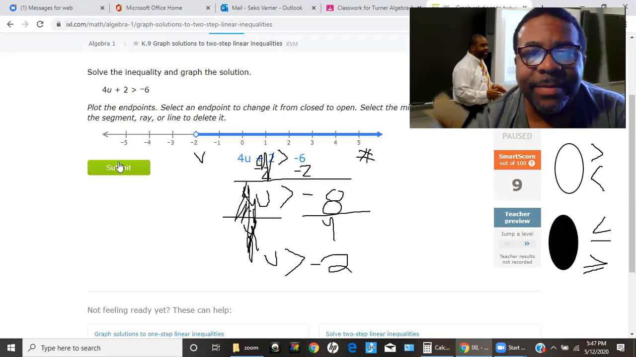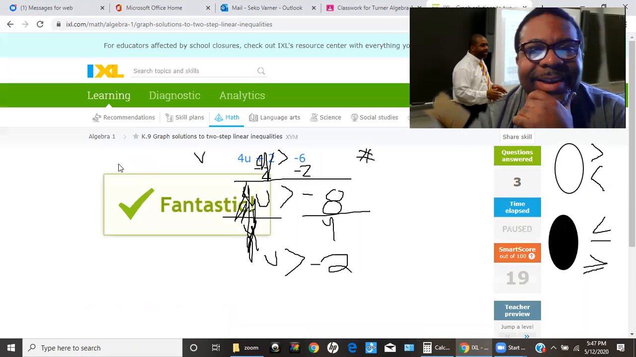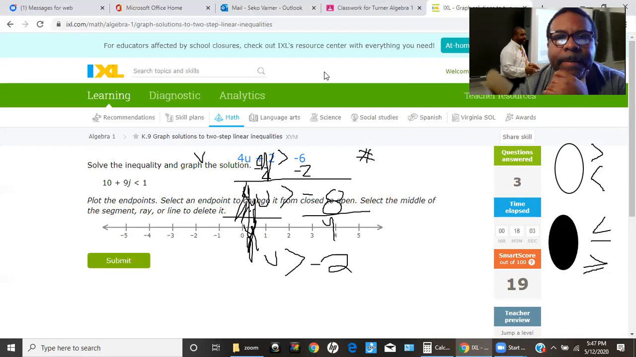Let's see if I'm right. I might be wrong. I do make mistakes frequently. Fantastico. Okay, good stuff. So let's do one more problem, okay? I'm going to erase the board very quickly.